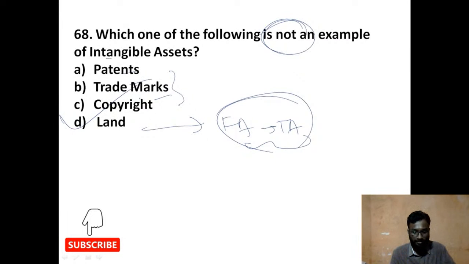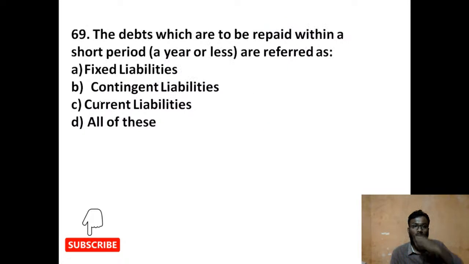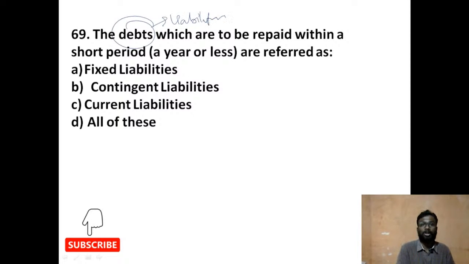Yes, guys. Very good, Sandhya. So debts which are to be repaid within a short period, a year or less, are referred to as what? Liabilities which are repaid within 1 year are called current liabilities. Current liabilities are those liabilities which are to be repaid within a short period, that is a year or less.